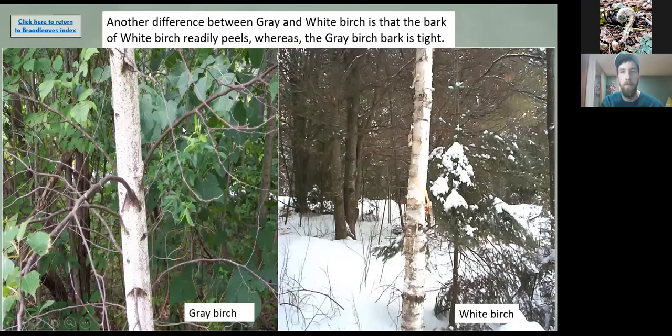And here's the bark of gray birch and white birch side by side. Here on the left, you notice the bark is tight on the gray birch, whereas on the right-hand side, the white birch or paper birch, you see all this paper bark exfoliating or peeling off the tree. You're never going to see that on a gray birch. And one thing people have told me in the past is where the branch meets the tree, it has this notable triangular shape, or I've heard people call it a mustache. Well, you will see that on paper birch, but it's not noteworthy on gray birch.